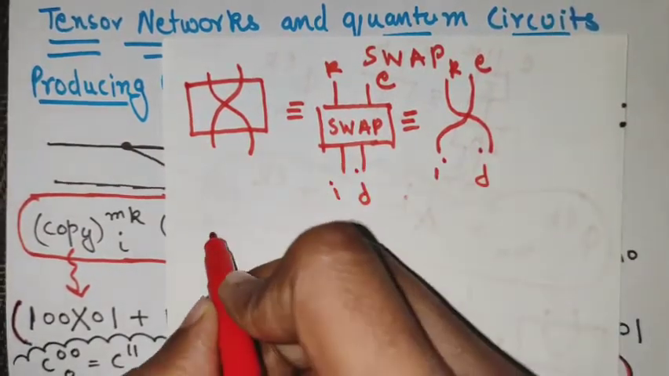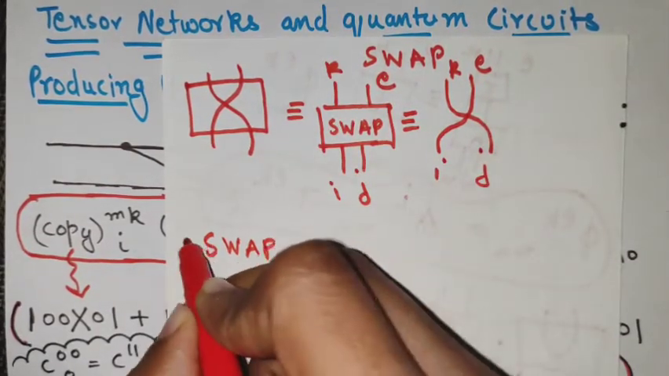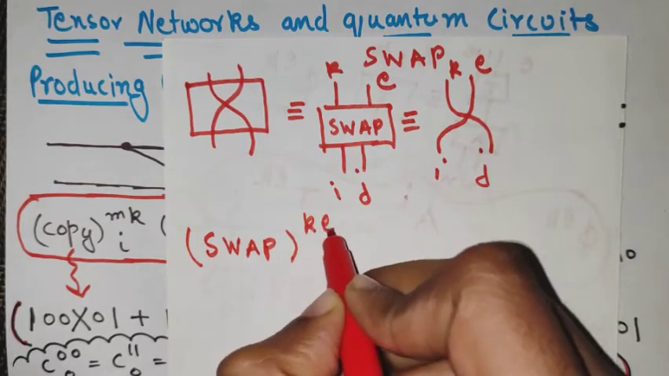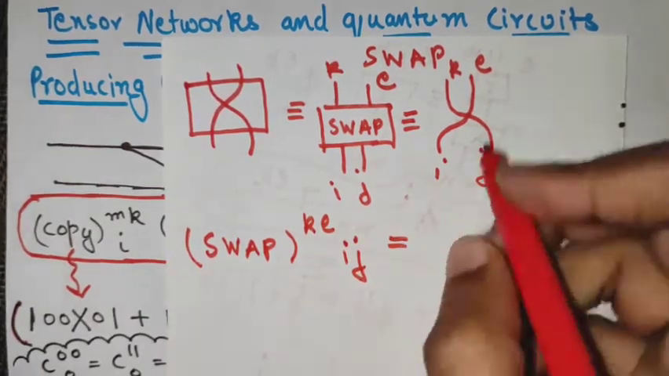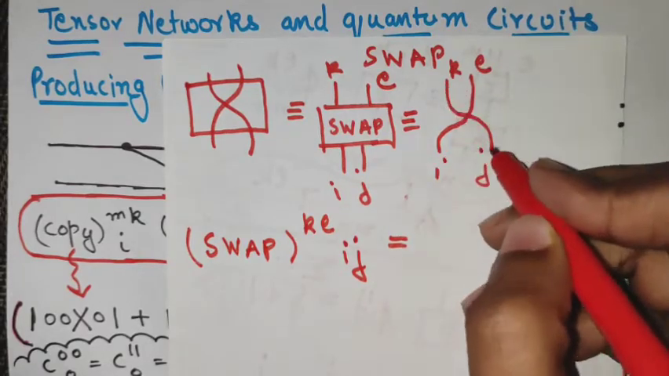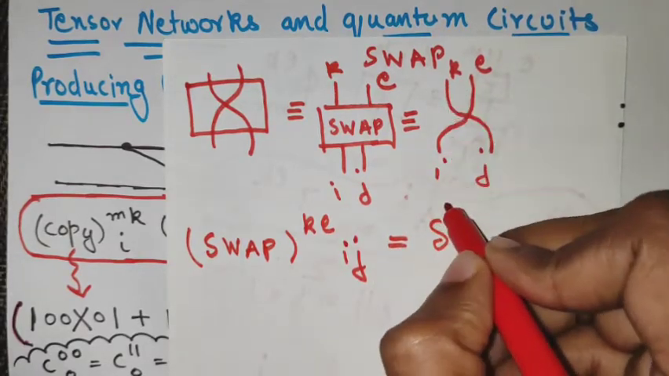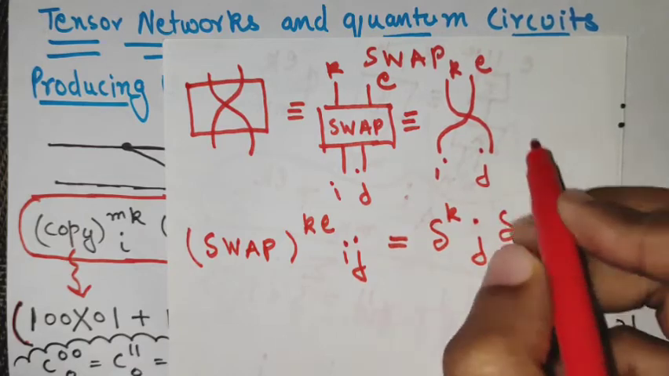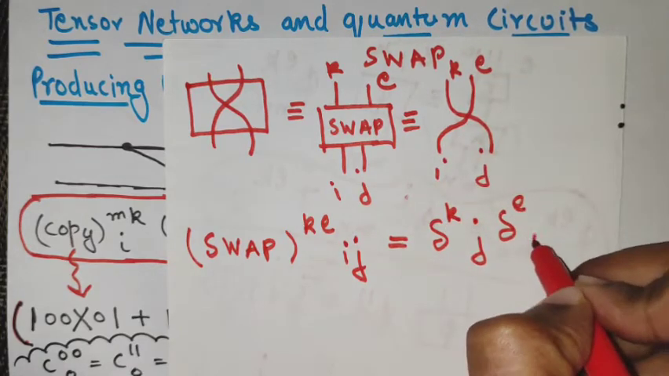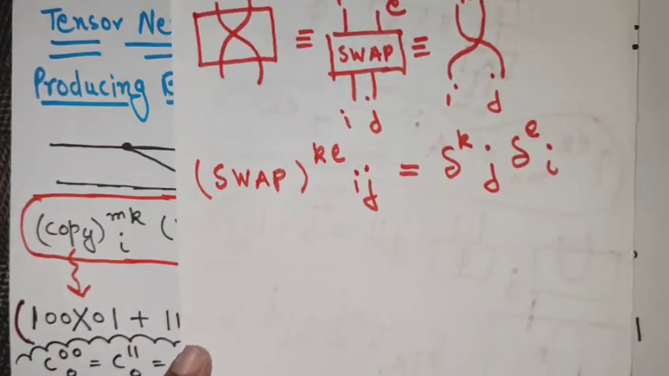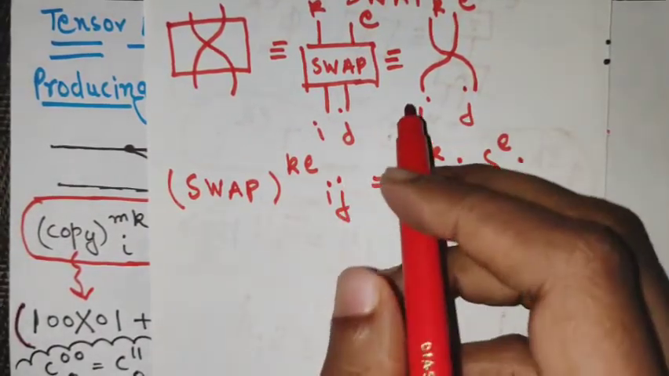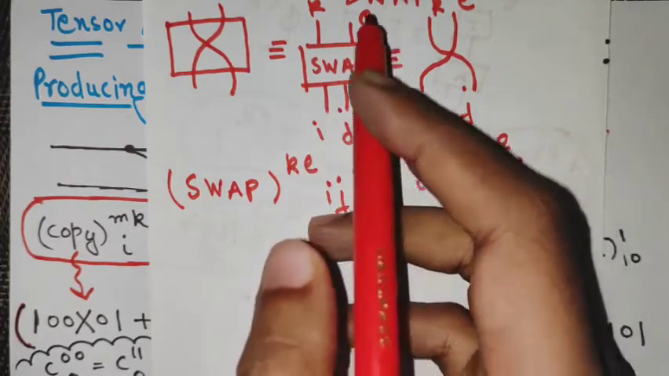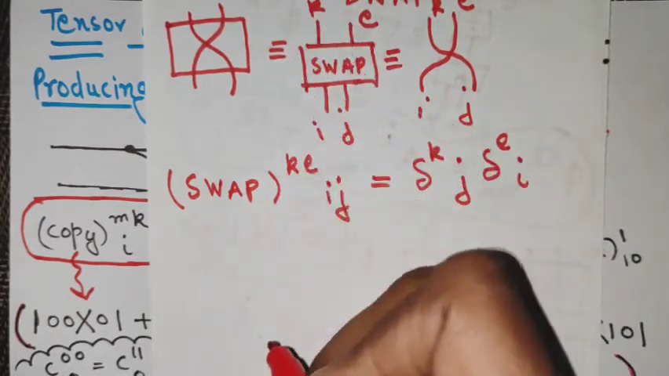This is important, so let's write a swap KLIJ is equal to, you see, this is a delta, this is also a delta. So this is delta KJ, delta LI. So this is the representation. But why is this swap gate a very important point? For that we have to understand the computational basis, we have to go to a computational basis.